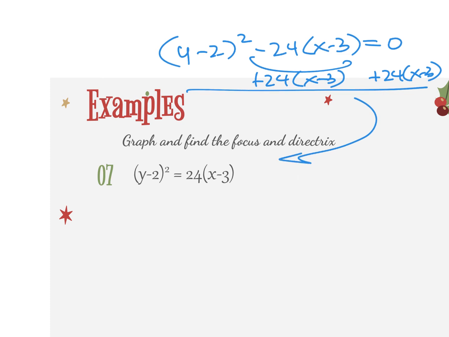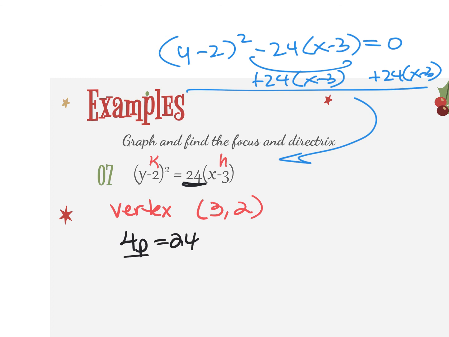So again, let's pull the vertex out. My vertex, opposite. Now be careful. This is H. This is K. Remember, the H is with the X and the K is with the Y. And then my 4P value, it's going to be right here. 4P equals 24. Divide by 4.